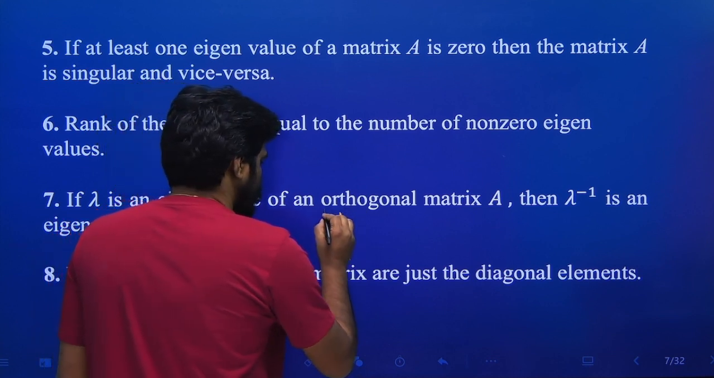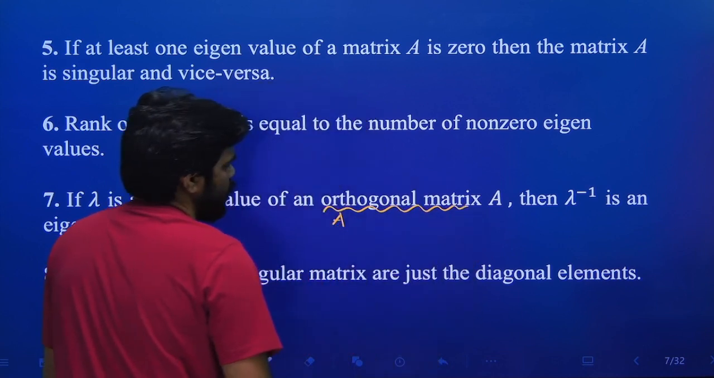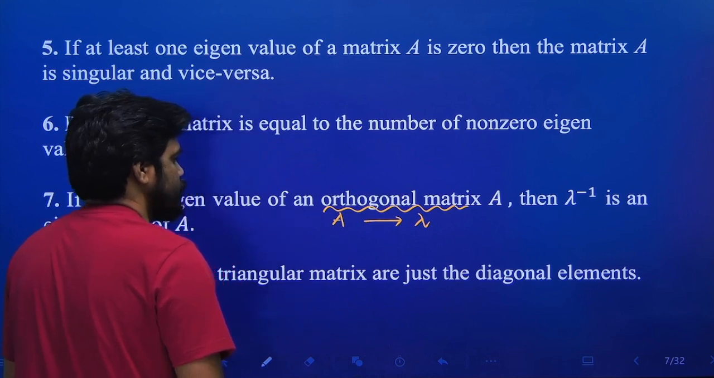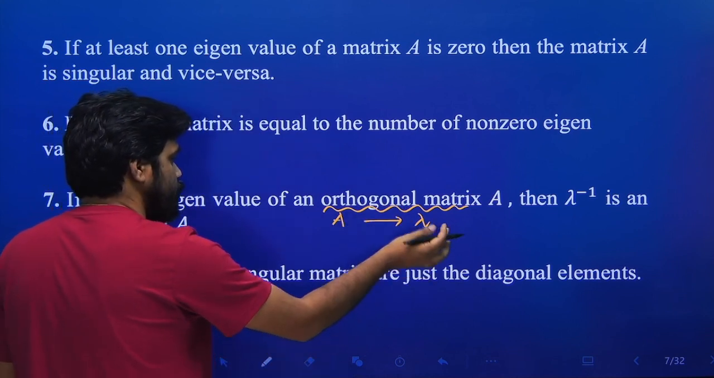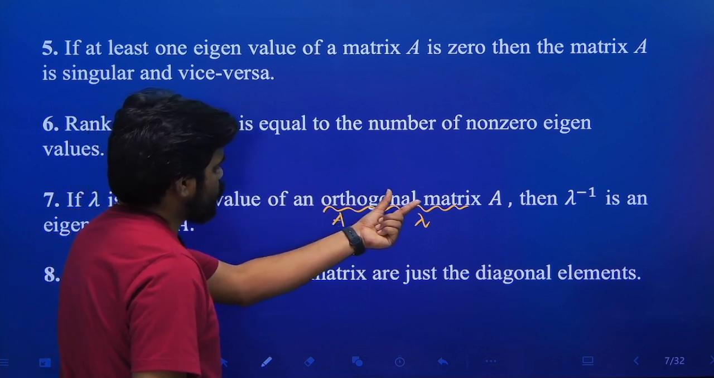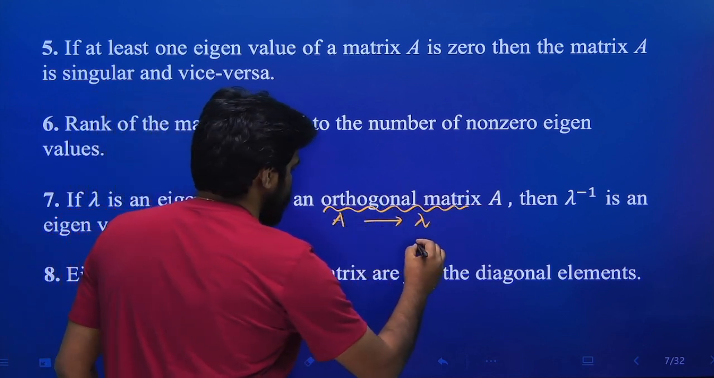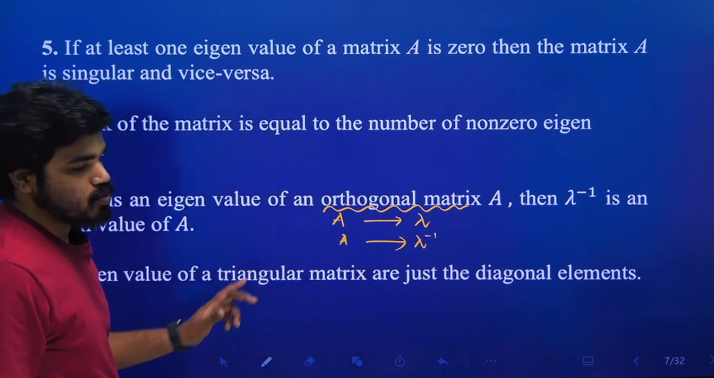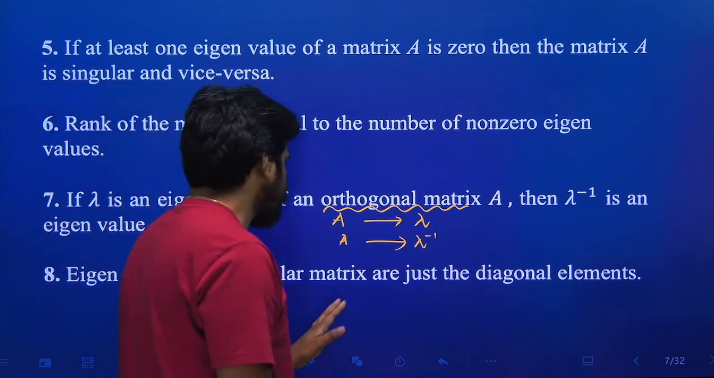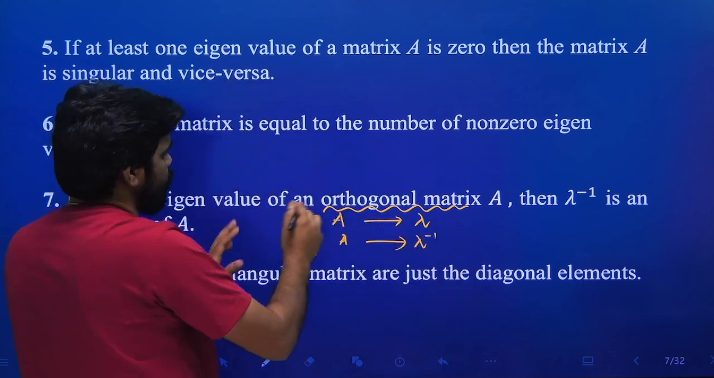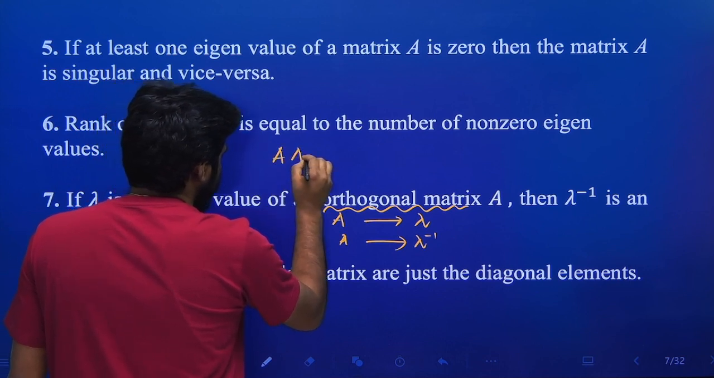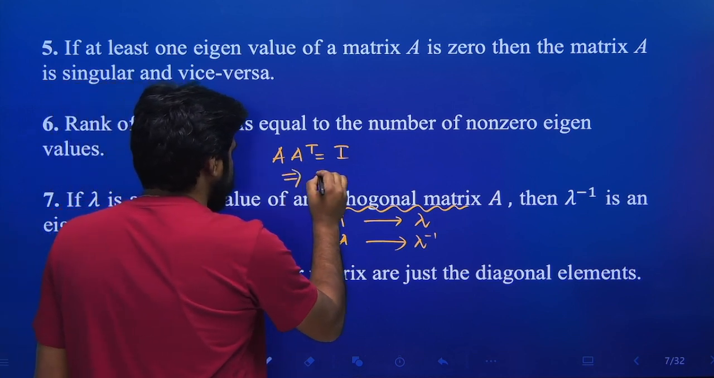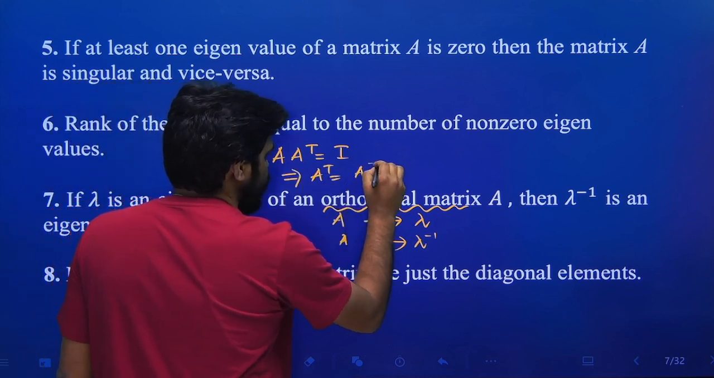It should be noted that for an orthogonal matrix, if its eigenvalue is lambda, then lambda inverse is an eigenvalue of A. Why? What is the reason behind this? If a matrix is orthogonal, what is the definition of an orthogonal matrix? A into A transpose is equal to I, right? What does it mean? That means A transpose is equal to A inverse.